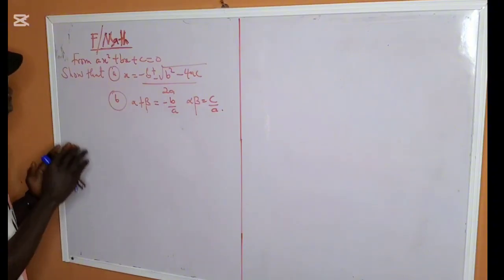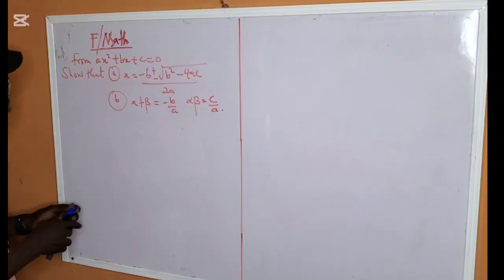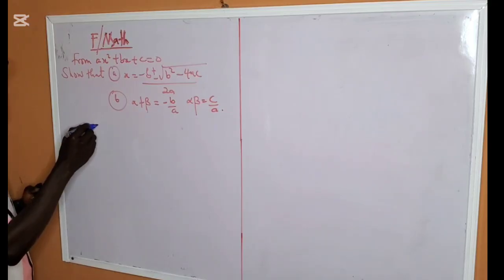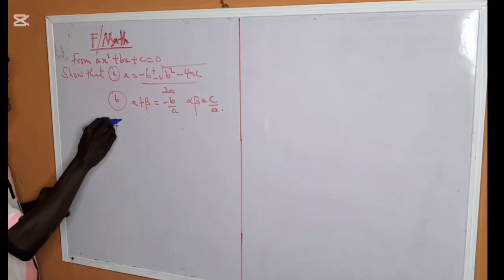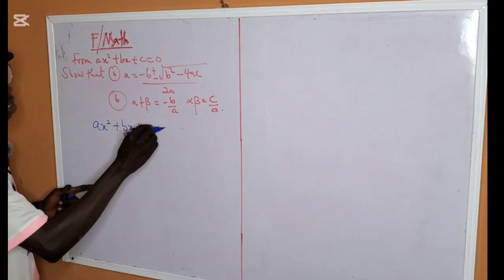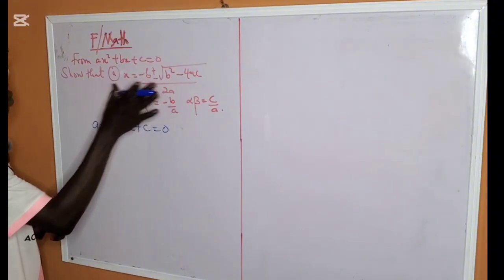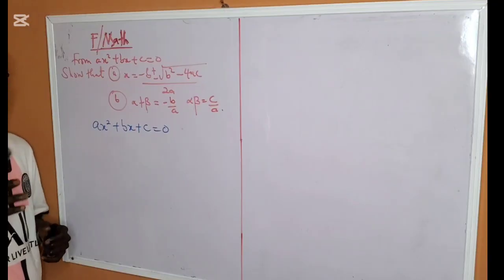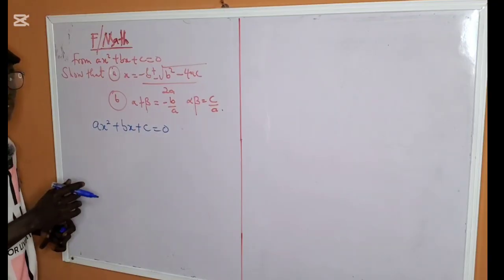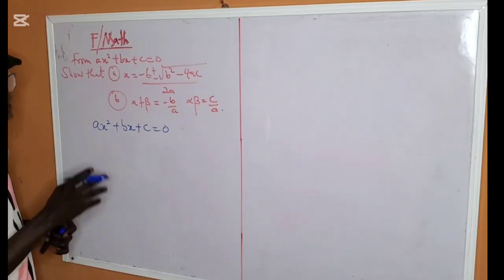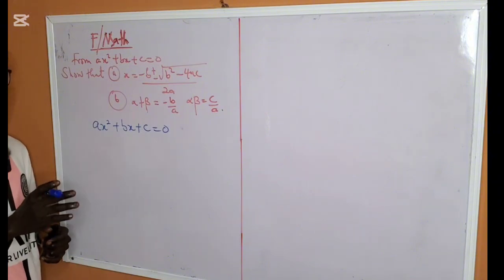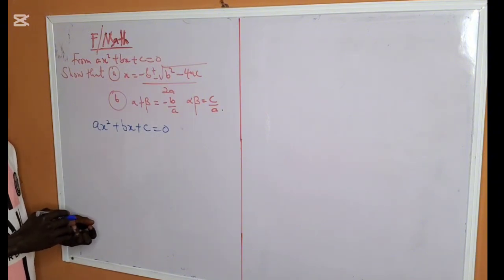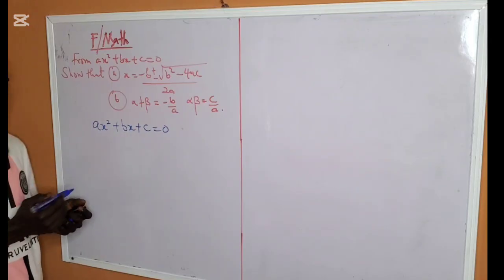From this, we have ax squared plus bx plus c equals 0, which is our general quadratic equation. For us to get this, we need to apply the completing the square method. The completing the square method is used in solving quadratic equations, but the majority of students don't really like it because it seems a bit difficult, which it is not, if you pay attention to this class.